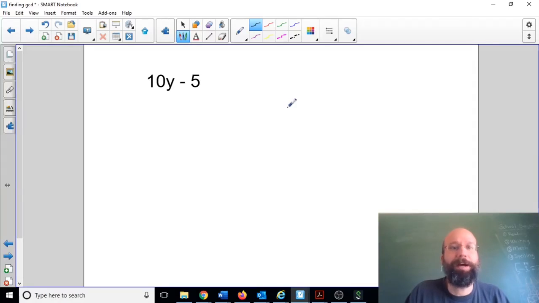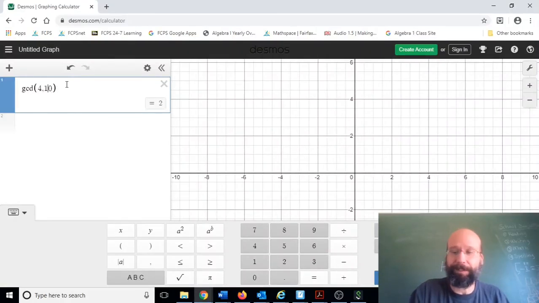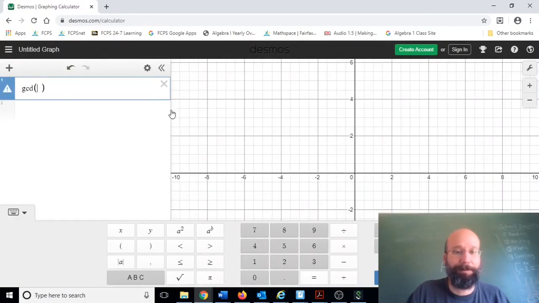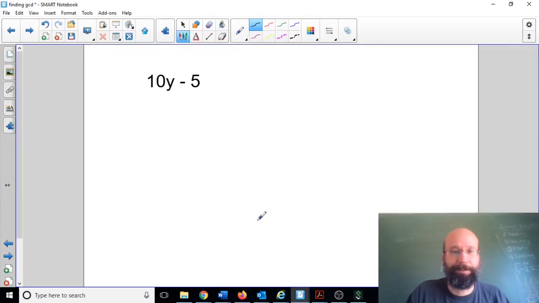Let's do this one, 10y minus 5. So again, the very first thing we're going to do is look to see if these numbers, or coefficient, in the case of the 10, have a GCF. So we're going to go to Desmos. We're going to put in 5, 10. And our GCF is 5. So we're going to go back. The GCF of 10 and 5 is 5. Our GCF is 5, so we know we can pull out a 5.